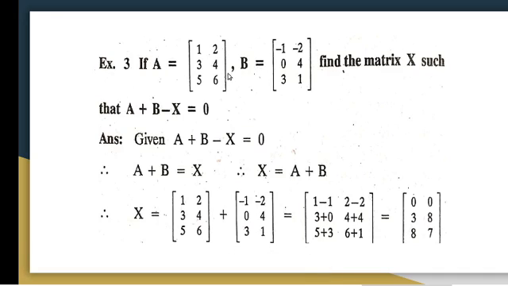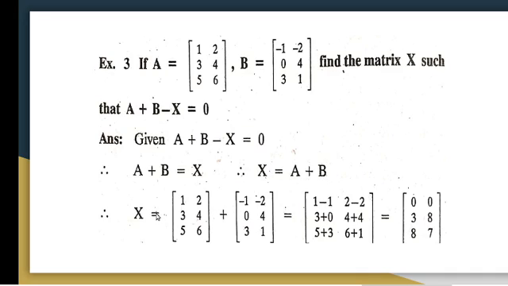Here we have an example of two matrices. We are given an equation A plus B minus X is equal to 0. You are given two matrices and you have to find an unknown matrix, that is X. So from this equation, A plus B minus X is equal to 0, by taking X to the right side of this equation, we will get A plus B is equal to X. So the unknown matrix X is equal to A plus B.